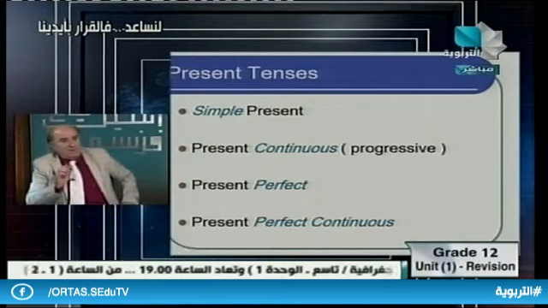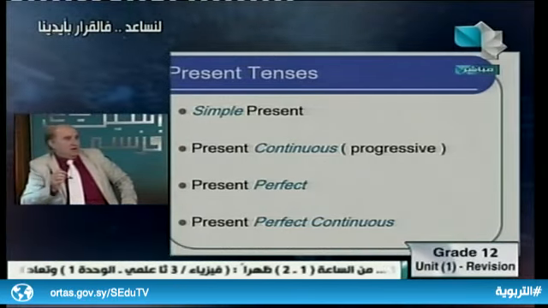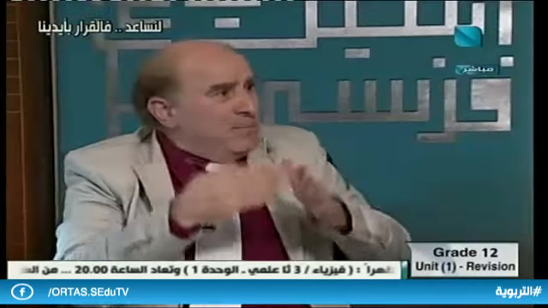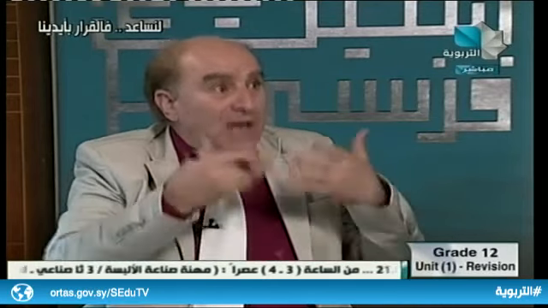Now let's start with the simple present or present simple. This tense is used in two ways, or maybe more. But now our focus is on two things. The first one is for repeated actions, when we talk about something that happens repeatedly.